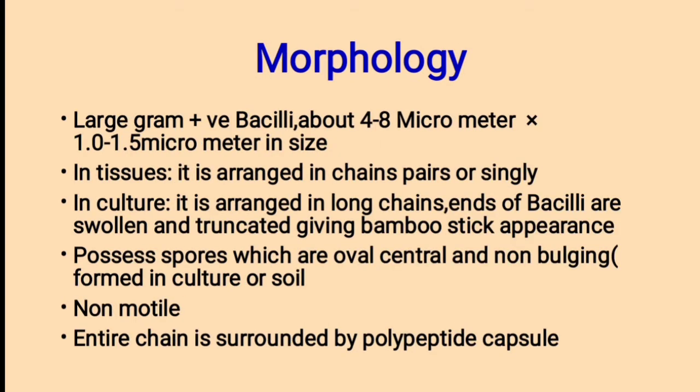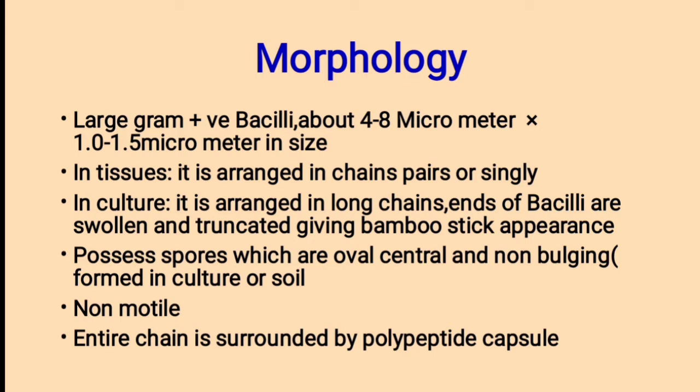Then morphology. It is a large gram-positive bacilli about 4 to 8 micrometer in length and 1.0 to 1.5 micrometer in breadth. In tissues, it is arranged in chains, pairs or singly. In culture media, it is arranged in long chains. Ends of bacilli are swollen and truncated, giving the bamboo stick appearance. So, the morphology of Bacillus anthracis is like bamboo stick appearance.